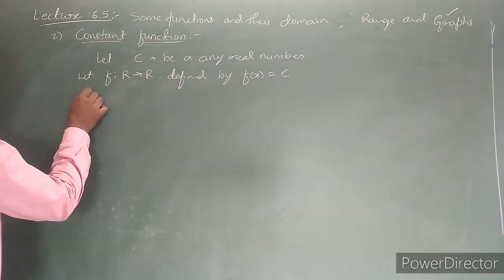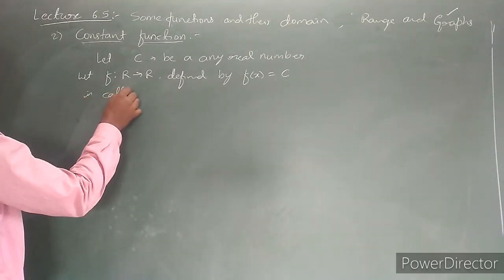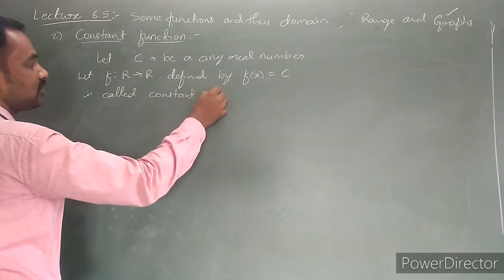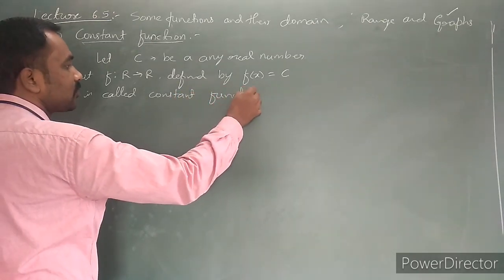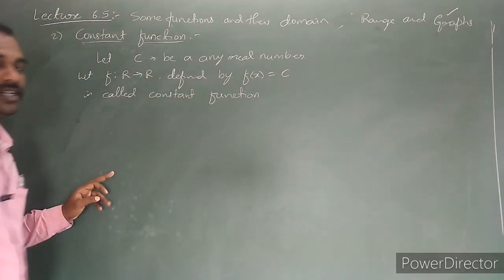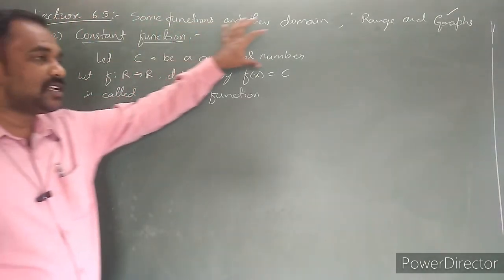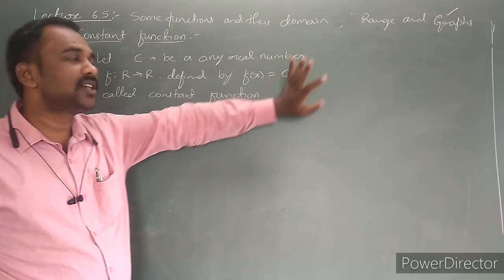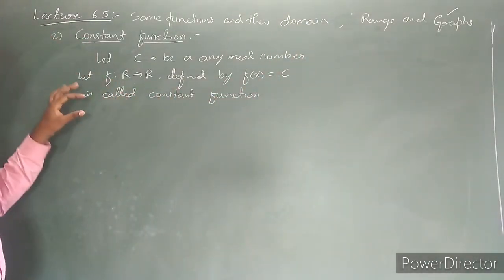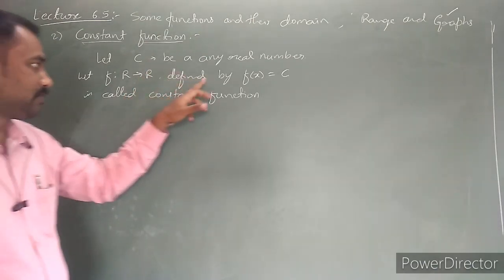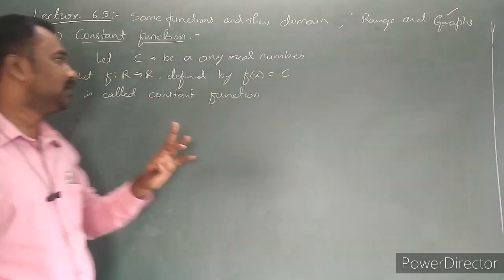f is called a constant function. What is the constant function? Let c be any real number. This is some particular constant real number. Then f is a function from R into R defined by f of x is equal to c.